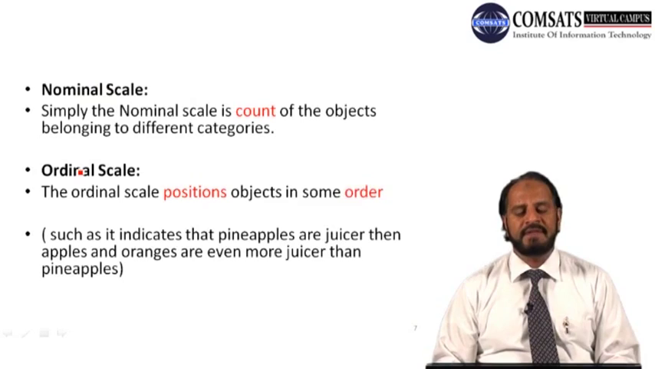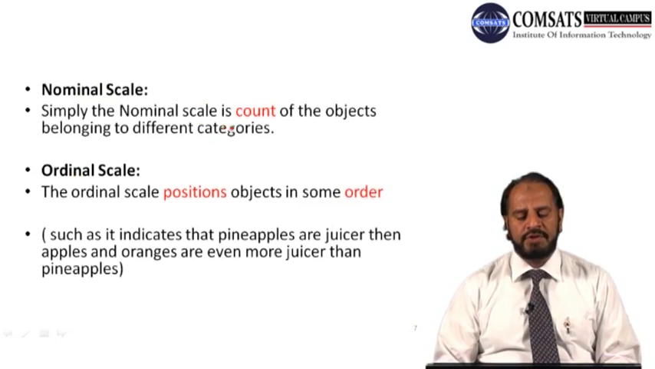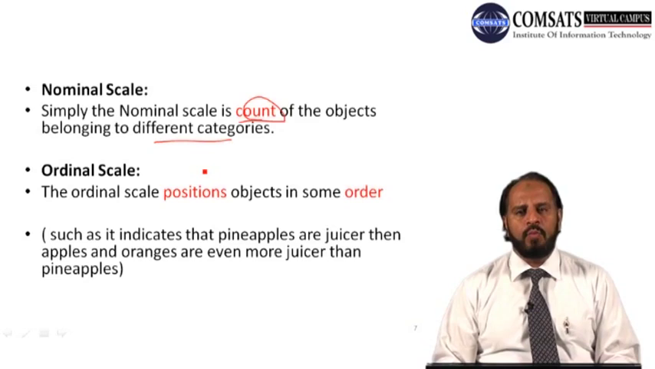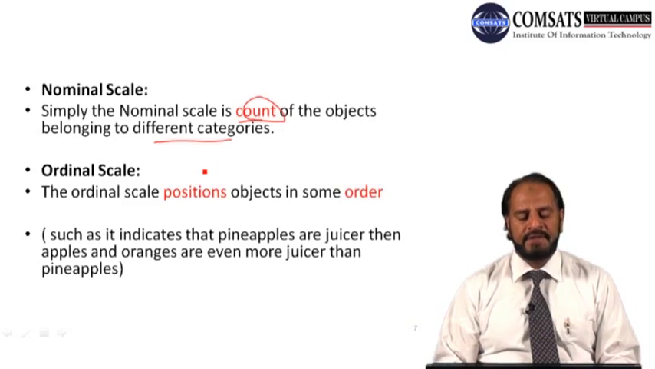Generally, a nominal scale is a scale which counts the number of objects belonging to different categories. So a nominal scale generally keeps account of how many of the responses are in a particular category. On the other hand, an ordinal scale tries to position the objects in some order. As the word ordinal states, we're trying to position the objects in a specific order.